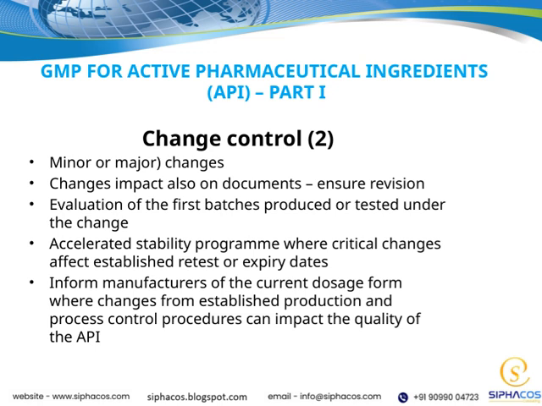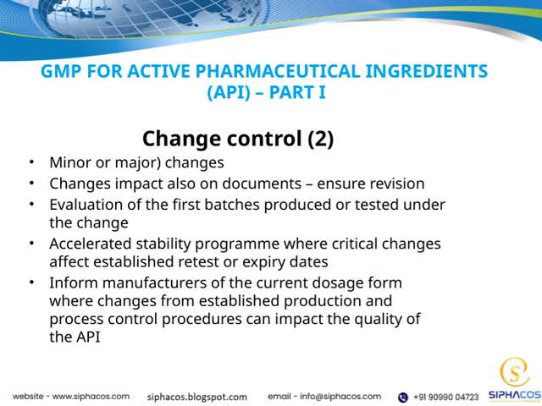In cases where critical changes are involved, especially those that influence established retest dates or expiry dates, we may need to implement an accelerated stability program. This allows us to quickly assess whether the product remains stable under the new process. Finally, whenever there are changes from the established production or process control procedures, it's vital to inform the manufacturers of the current dosage form.